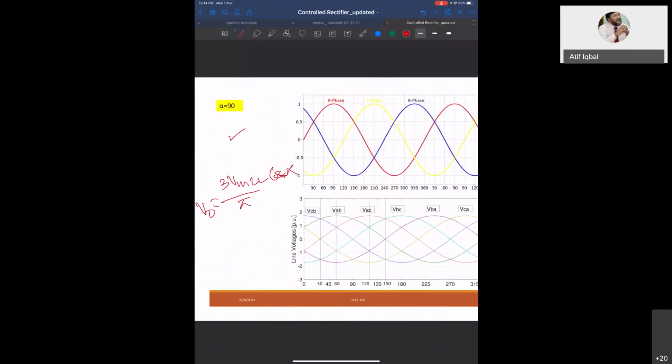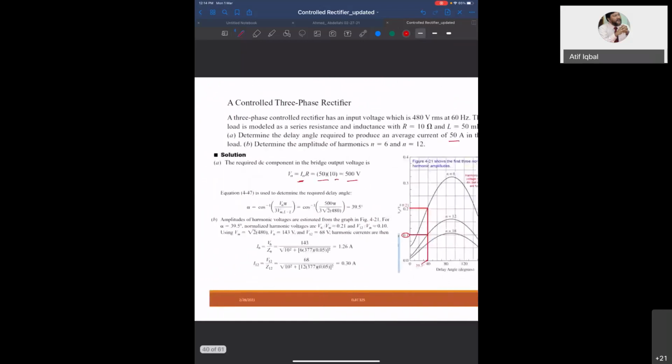Okay, so cos alpha you can get from here. Cos alpha is equal to V naught into pi upon 3 Vm line to line. And then alpha is equal to cos inverse of this. So this is exactly what is done here, how they have calculated.